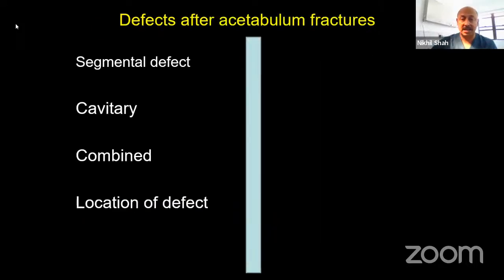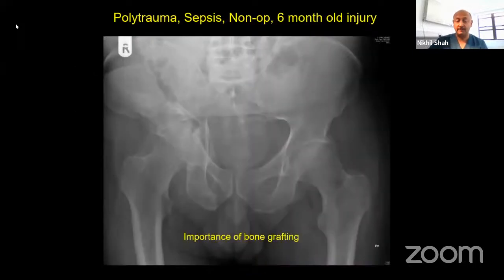A simple way to classify these defects is to look at whether these defects are segmental defects or cavitary defects. Cavitary means the acetabulum is basically expanded and the volume is increased, and segmental means one of the pieces of the acetabulum is missing. And this can be the posterior wall, the superior wall, the anterior wall, or it could be one of the columns. It could be the quadrilateral plate or the floor. And then based on that, you can plan bone grafting and you can plan your reconstruction.